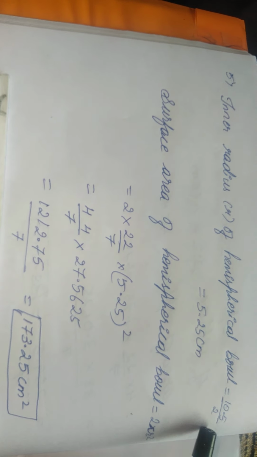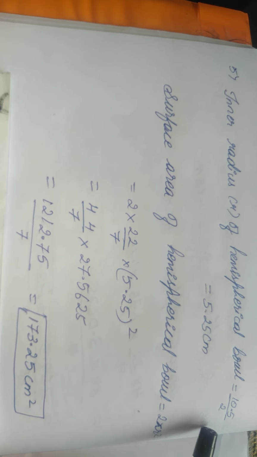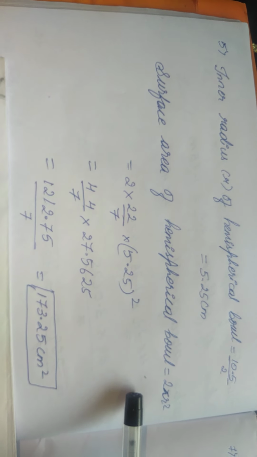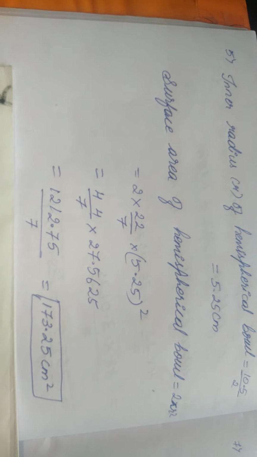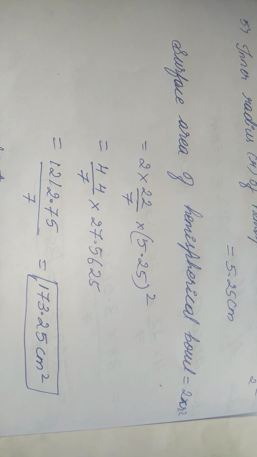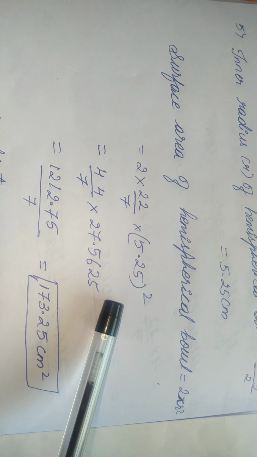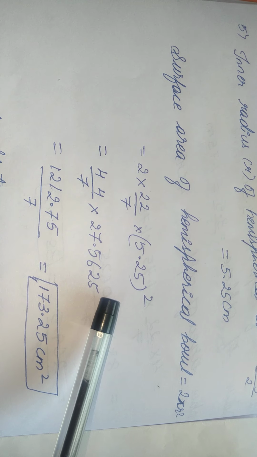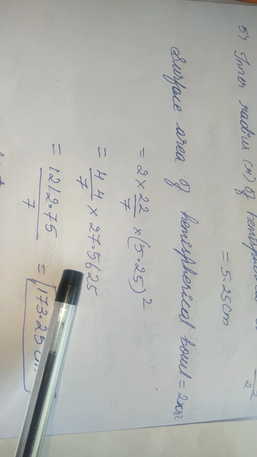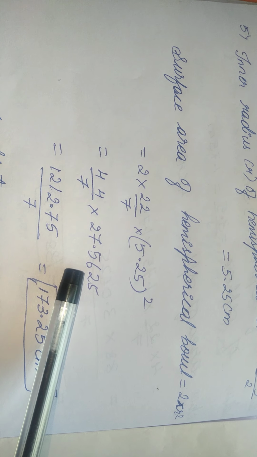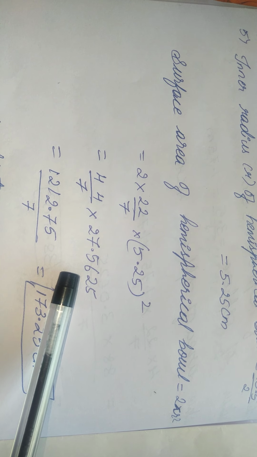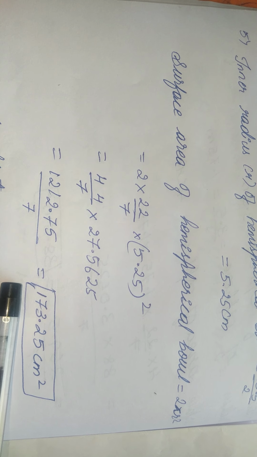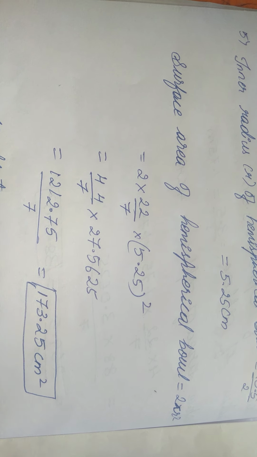So initially using the diameter, I am going to find out the radius and then use the surface area formula as 2 pi r square. Okay children, on substituting the values, what happens, let us see. I will substitute pi as 22 by 7 and r as 5.25 whole square. On multiplying the numerators, 22 into 2, I will get 44. 5.25 square is 27.5625. And on further division, I will get 173.25 centimeters square.